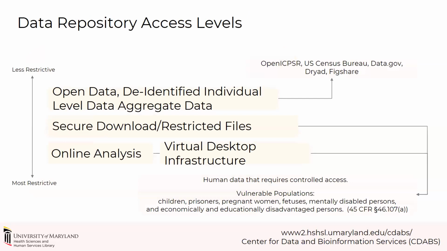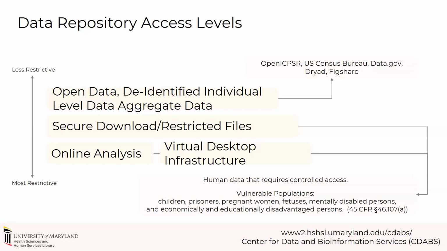So this is the other big key decision that you'll have to make between domain-specific and generalist: the access level for your data. If you want to choose an open or a controlled access repository, and there's a continuum here of different models. So data that's in an open model might be things that are de-identified, that don't include any direct identifiers of people in the data.